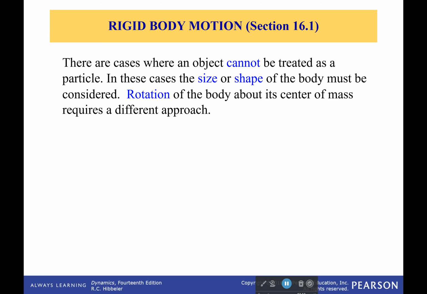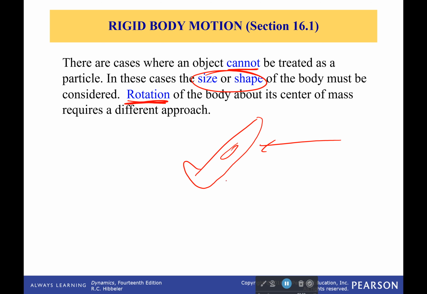So there are cases where an object can't be treated as a particle. That's when its size or shape actually matters. And when the size or shape matters, rotation matters. Like, for example, we're always talking about the planes and everything else, and we were considering them as particles in many cases. However, in reality, when the wind is blowing on it and we have thrust, and drag and everything else pushing it, there's a whole lot of forces that are acting on this, and the shape matters. Otherwise, you have a plane that spirals to its doom.